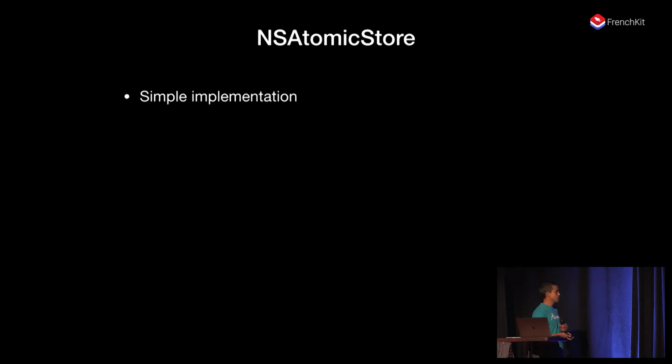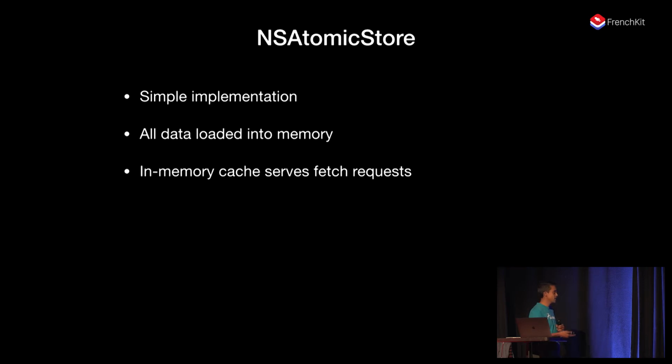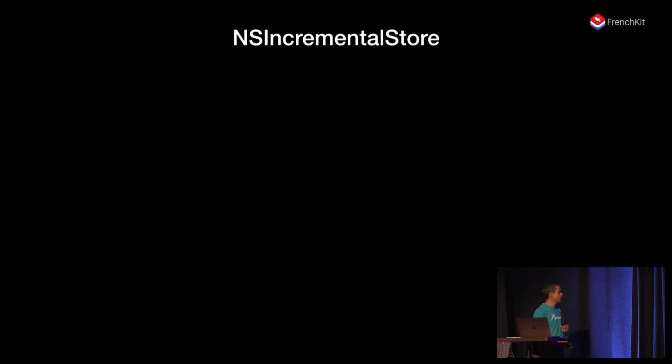So NSAtomicStore, it's fairly simple to implement. You have to be aware that all your data is going to be loaded into memory, and that in-memory cache is driving your managed objects. And I think one of the only real benefits is the file format of the store is up to you. You can write that file how you want.